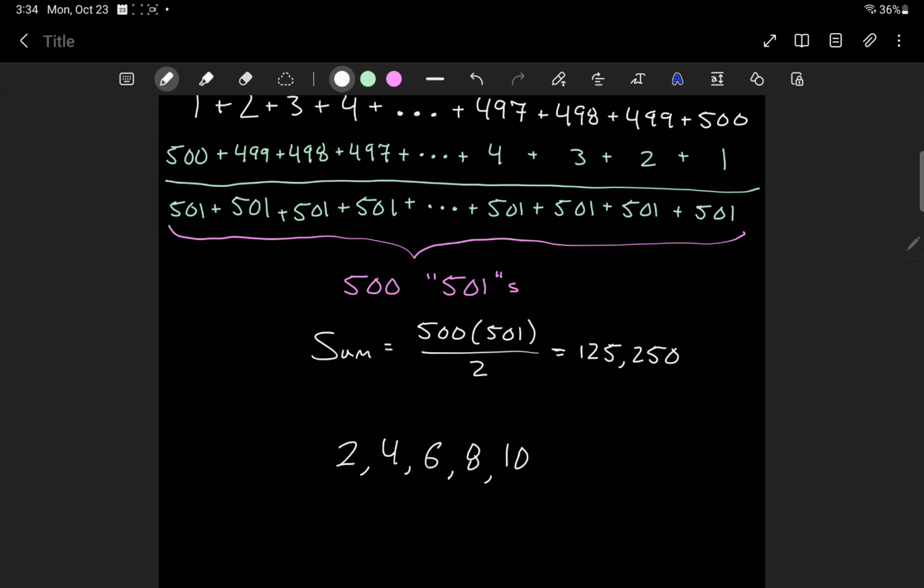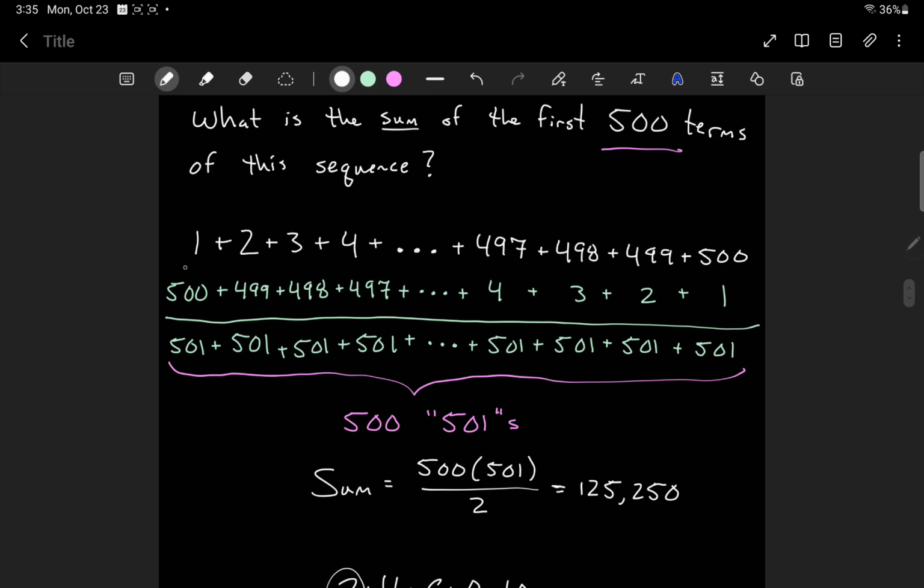So I know we can add these up together, but if I wanted to add these in that same way, you can see what's really going on here is this is just going to be the first term plus the last term, right? That's what gives you that 12. So here the first term was 1, the last term was 500.